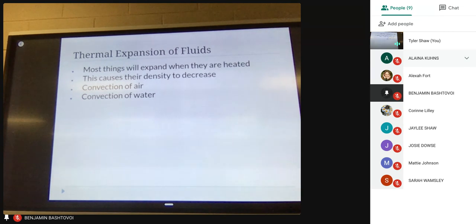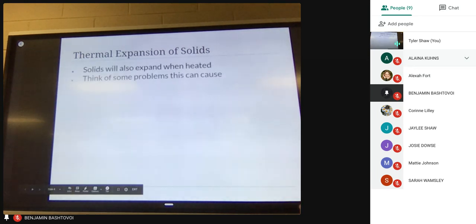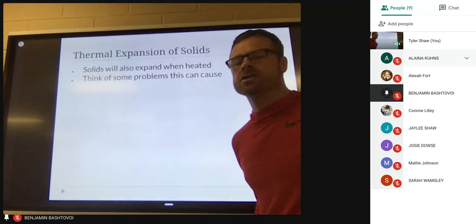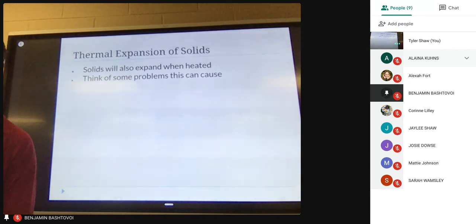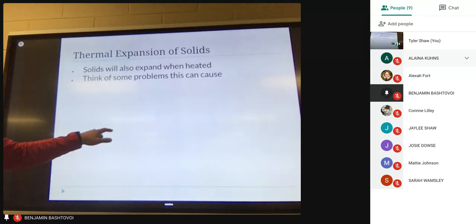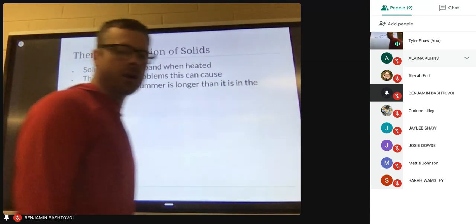We're actually going to focus more on solids and the degree by which they expand. Solids will also expand when they're heated. If you are going to be an engineer, especially a civil engineer, somebody who designs towns and roads and that business, think of some problems this can cause. Solids that heat and expand, and cool and contract. This is going to sound stupid: a bridge in the summer is longer than it is in the winter.